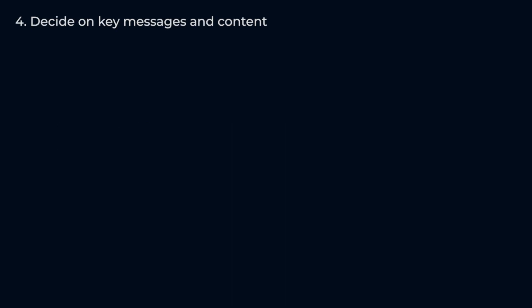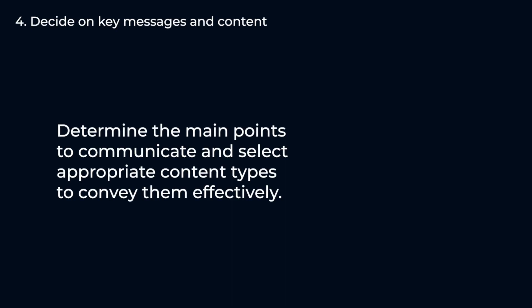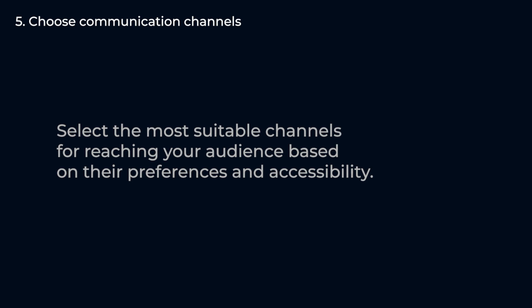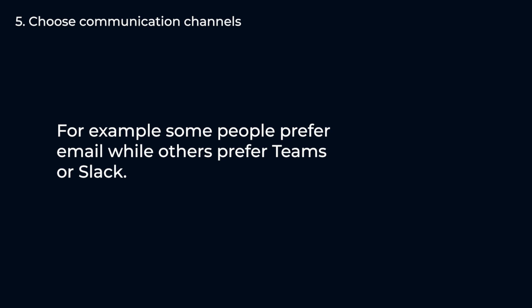Decide on key messages and content. Determine the main points to communicate and select appropriate content types to convey them effectively. Choose communication channels. Select the most suitable channels for reaching your audience based on their preferences and accessibility. For example, some people prefer email while others prefer Teams or Slack.